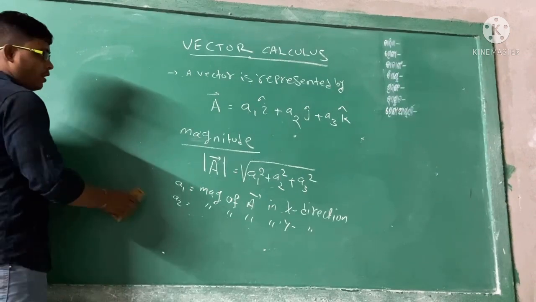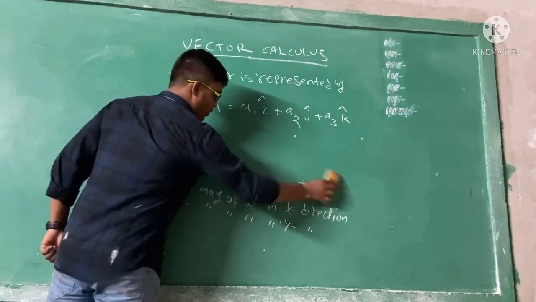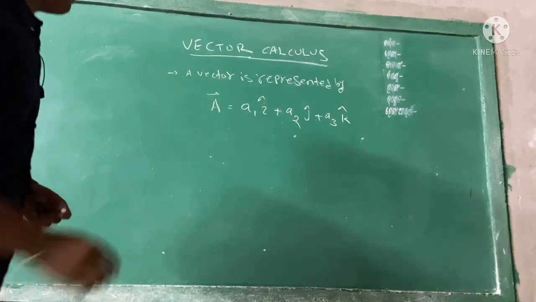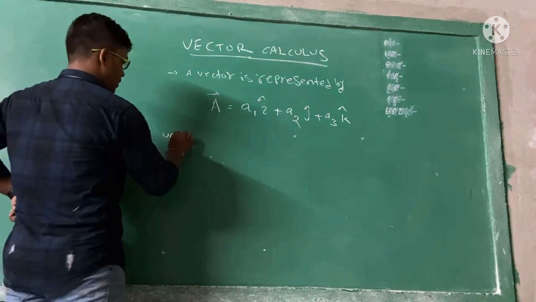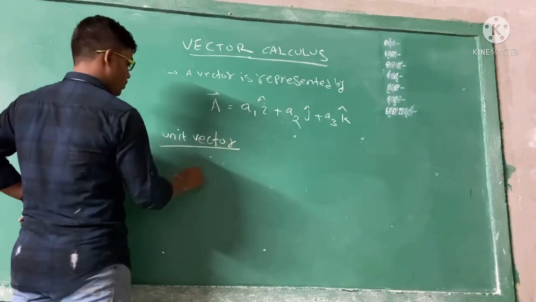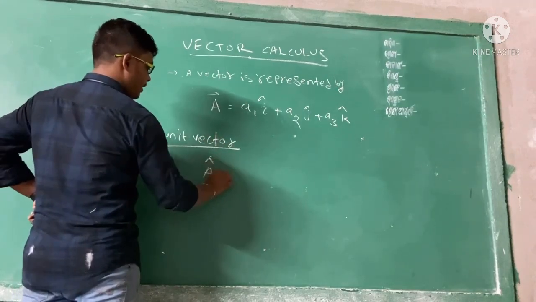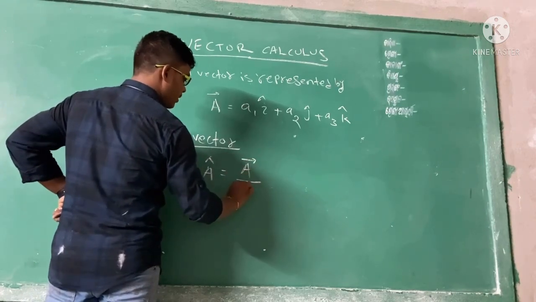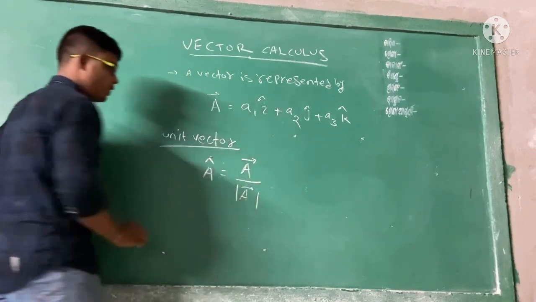This is the magnitude formula. Now we'll later discuss that, which is the direction. So this is the magnitude. Now, what is the unit vector again? For any vector, what is the formula of the unit vector?